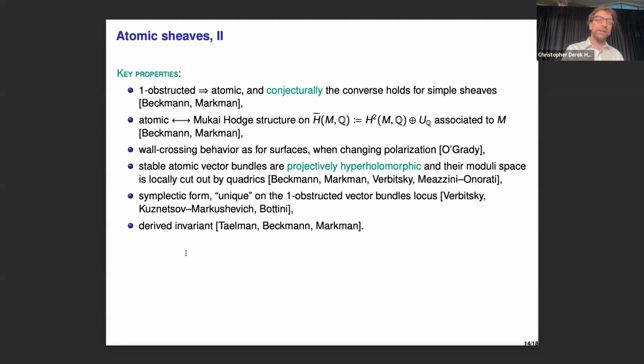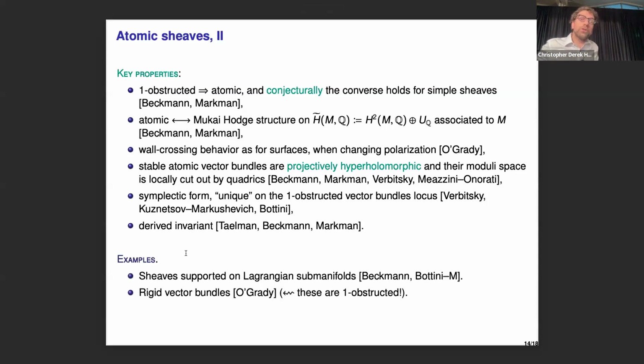Okay, final thing. There is a symplectic form. This we know, and on the unobstructed locus, this symplectic form is unique. So unique means that the constructions that we have produce the same form. Okay, so that's the best we can do for having something which should be hyper-Kähler. And the last condition is important for the end. It's a derived invariant. So I can just use Fourier-Mukai techniques, and they will send atomic sheaves to atomic sheaves. And this is a result by Totaro, and then improved by Beckman and Markman.